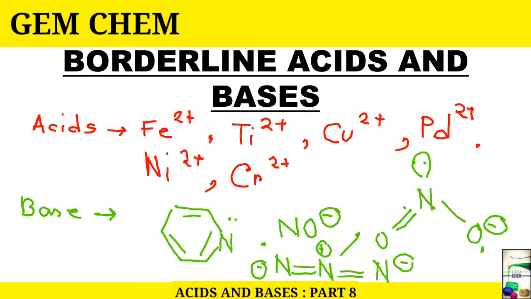Now the last thing which we have to understand is borderline acids and bases. The acids which are borderline, neither soft nor hard, are Fe2+, Ti2+, Cu2+, Pd2+, Ni2+, and Cr2+. Whereas borderline bases, which are neither soft base nor hard base, are pyridine, NO-, then NO2- and the azide N3-.